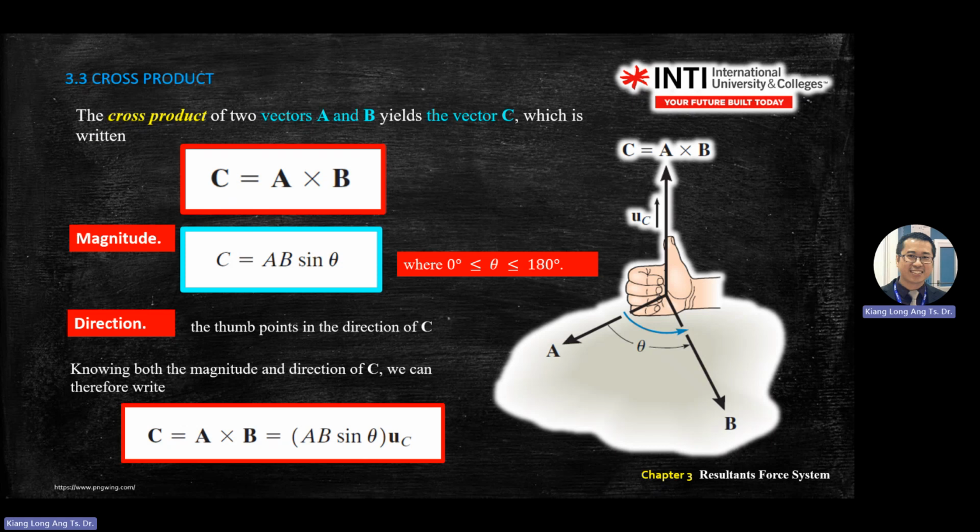Vector has magnitude and direction. So if you write C in the vector form, C is a product of A cross B, so C itself is a vector with magnitude and direction. Magnitude is AB sine theta. Direction is UC. If you do cross, the product is a vector. If you use dot, it becomes scalar already.